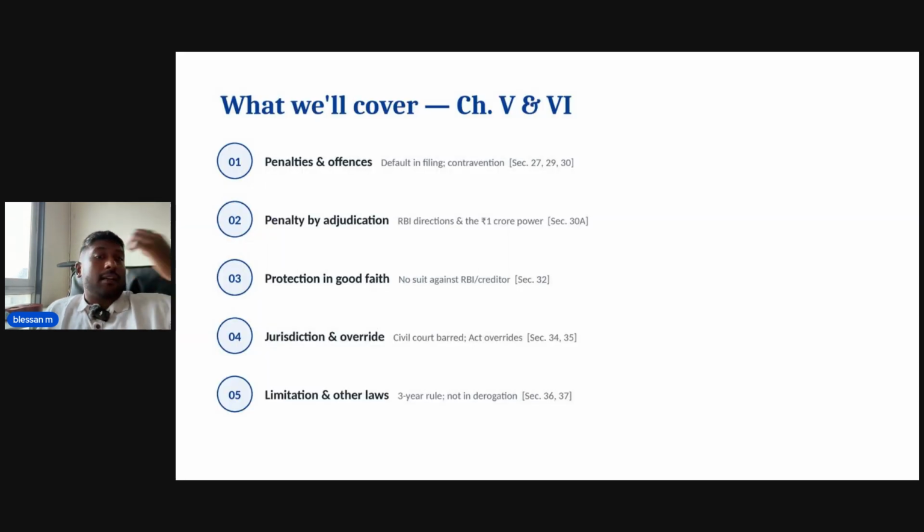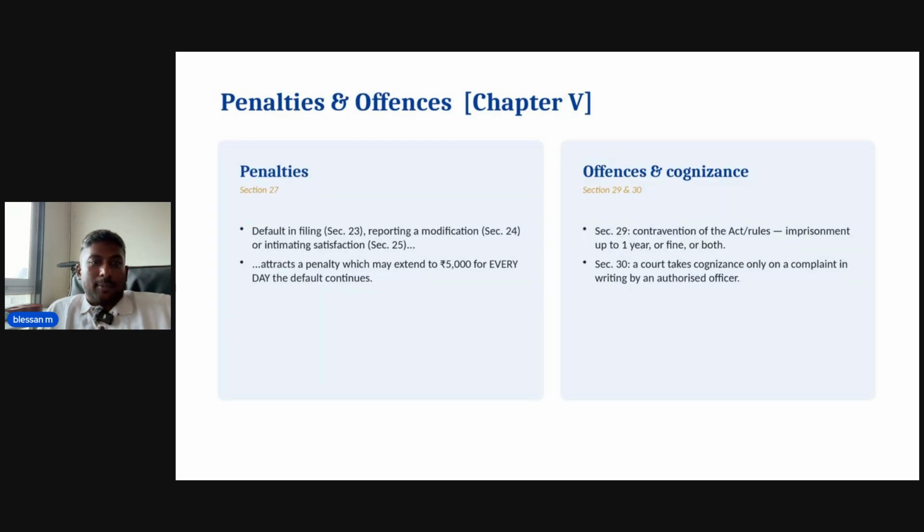So what we will cover, like I said, what are the penalties and offences for not following the SARFAESI Act? What are the penalties by adjudications? Then the protection in good faith. Of course, any action taken under good faith under SARFAESI Act is protected, and jurisdiction and overriding of other laws and inconsistent laws and limitations and other laws we will see in this chapter. Initially, we're going to see about the penalties and offences.